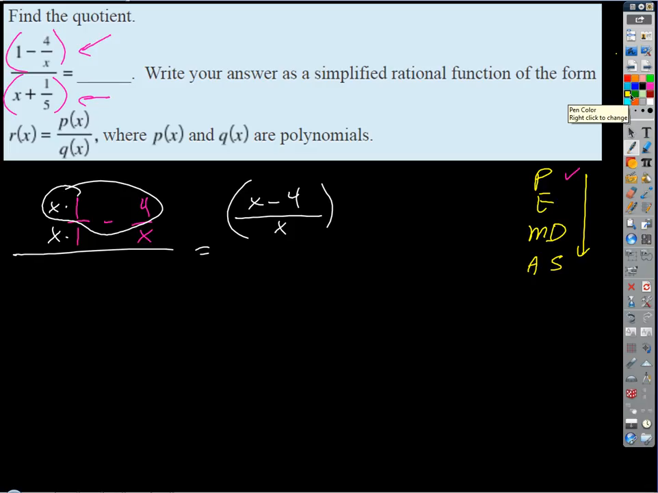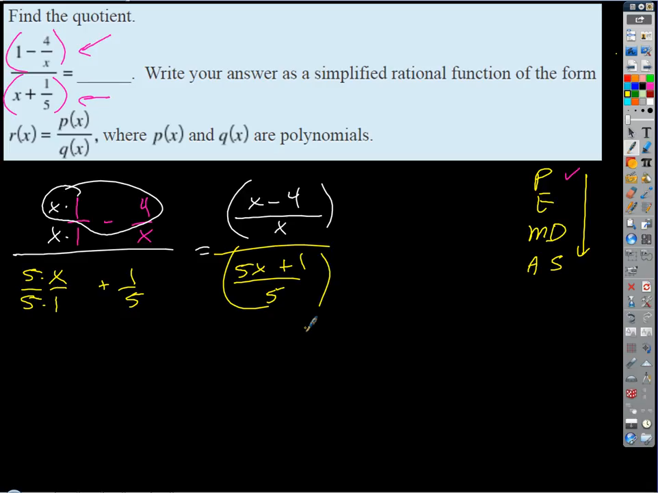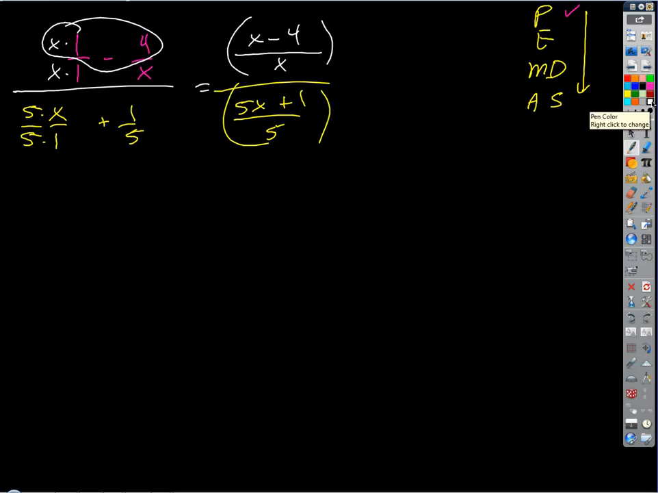In the denominator, we've got x over 1 plus 1 over 5. What do I need to get on the bottom of both fractions to add them up? 5. So I'm going to multiply this by 5 over 5, and that gives me 5x plus 1 over my common denominator, 5. Everybody agree? So I've got one big fraction over one big fraction, and now I can just flip and multiply. The top one stays the same, but whichever fraction's on the bottom gets flipped, and I multiply by it.